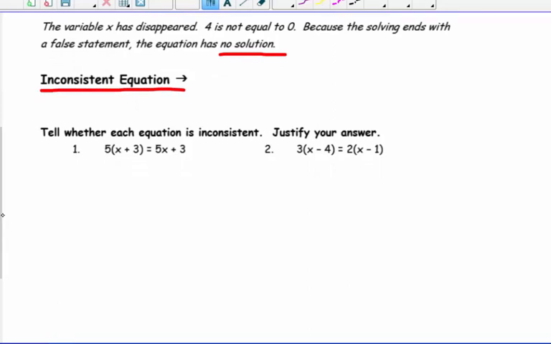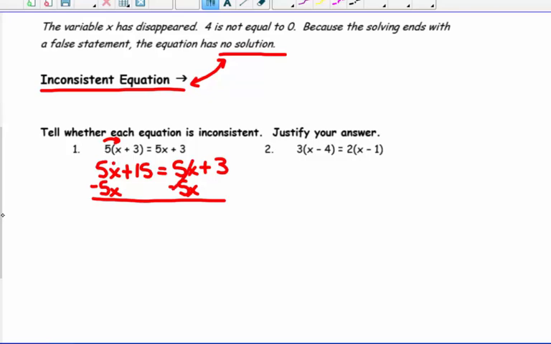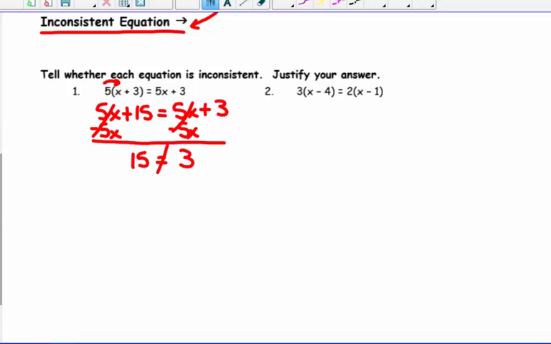Tell whether each equation is inconsistent, justify your answer. So it won't get an answer. That's inconsistent. No solution, inconsistent, they mean the same thing. So here we go. When I distribute here in number 1, 5x plus 15 equals 5x plus 3. Subtracting 5x from both sides, the x's go away, and I get 15 equals 3. No, it does not. Make sure you put that not through the equal sign. 15 does not equal 3.